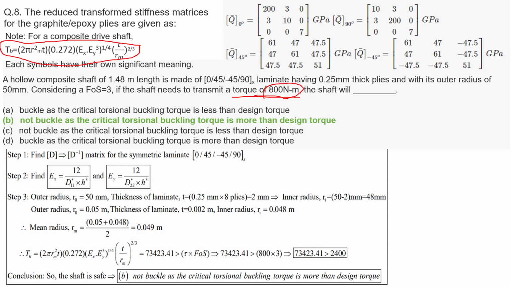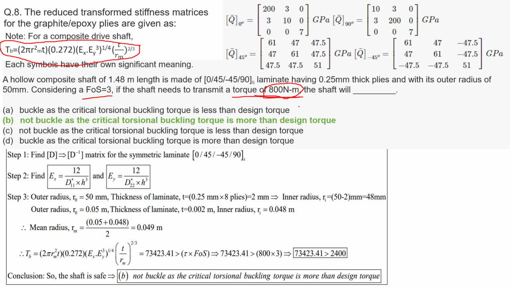So we have to first find the value of TB, and then check whether the TB value is higher than the actual design torque. The torque is given as 800 Newton meter. The factor of safety is given, that is 3. So the design torque will be 3 times of this, that is transmitted by the shaft. So we will multiply 3 into 800, and that will give you the design torque.